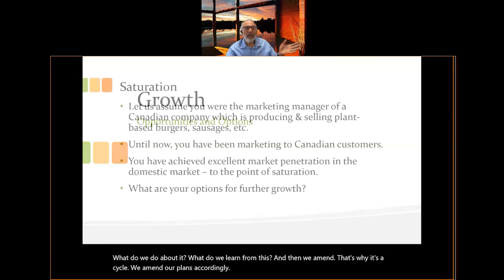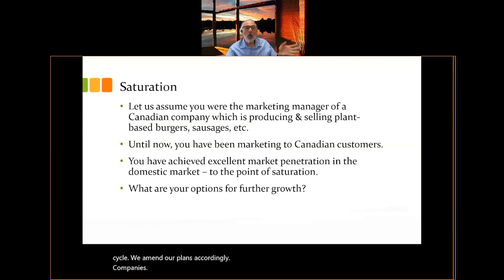Companies go into international marketing, very often to achieve growth. Many companies have already reached saturation in the local or domestic market, so they say, now we want to export. They want to achieve economies of scale. They say, we already reached a high level of saturation in the local market.